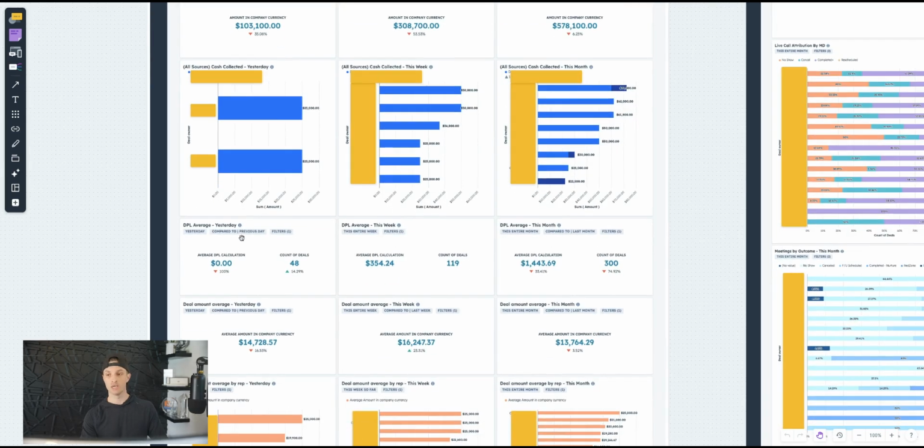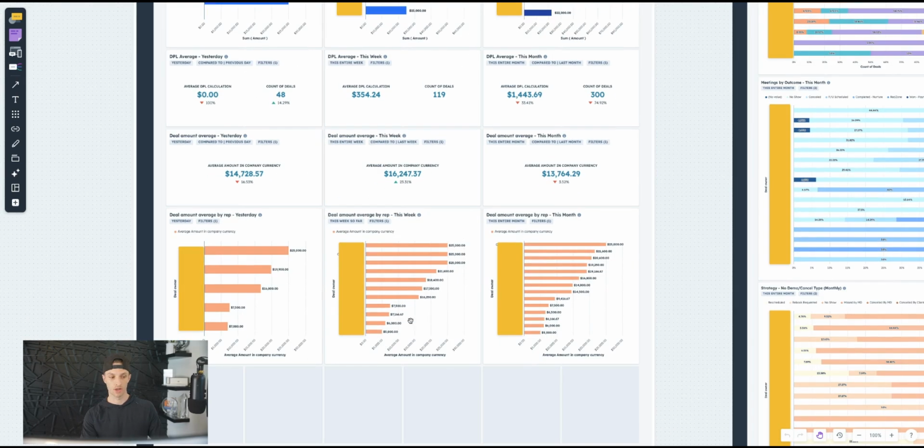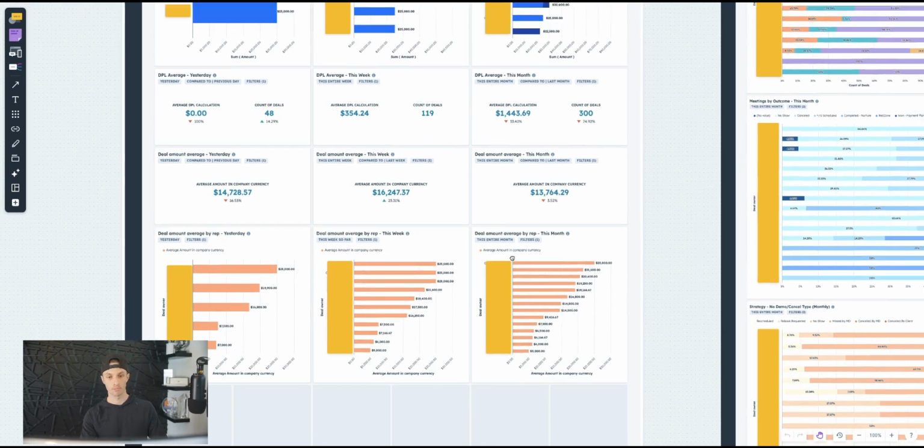We've got our DPL, so average deal size, or sorry, not average deal size. DPL, which is revenue generated per deal created, okay? Today, this week, this month. And we've got our average deal amount today, this week, this month. Again, deal amounts by reps, right?